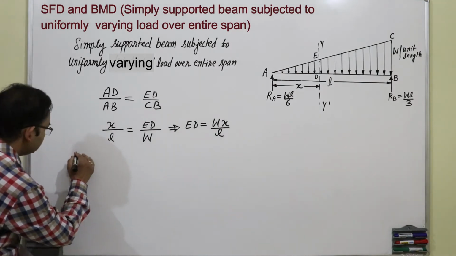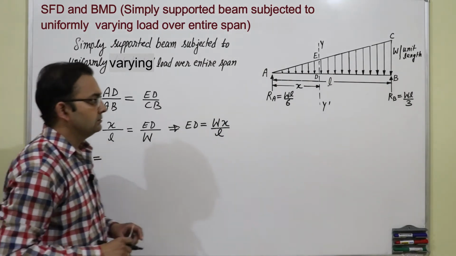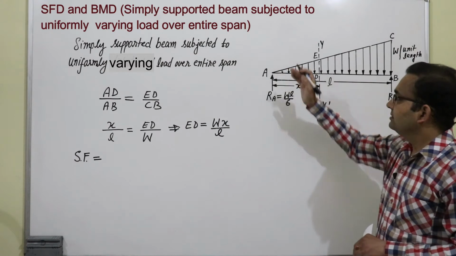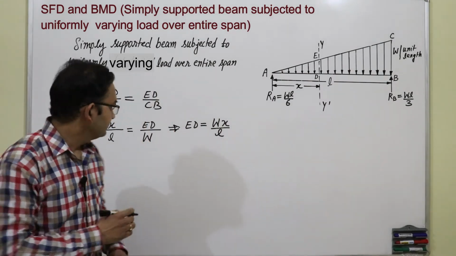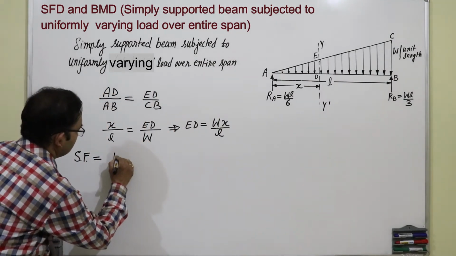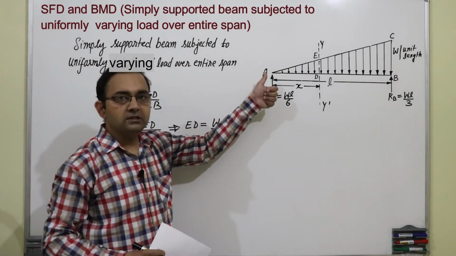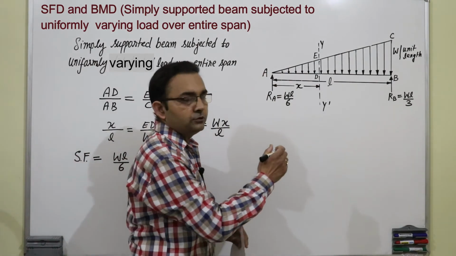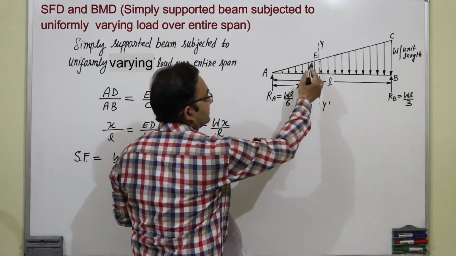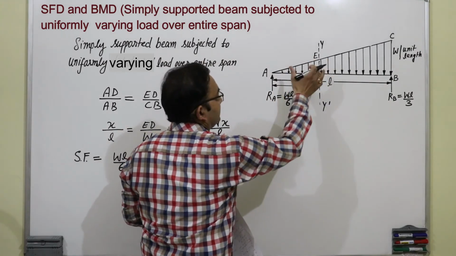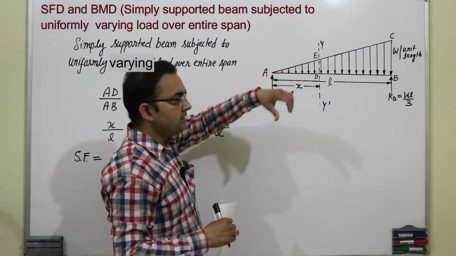Shear force equation. We will see towards the left of this section there is one force Ra which is upward. So, it will be positive WL upon 6, it is upward, that is why it is positive, and there is one more force which is this triangle. So, total force is half base into height, and this force will act downward, that is why it will be negative.